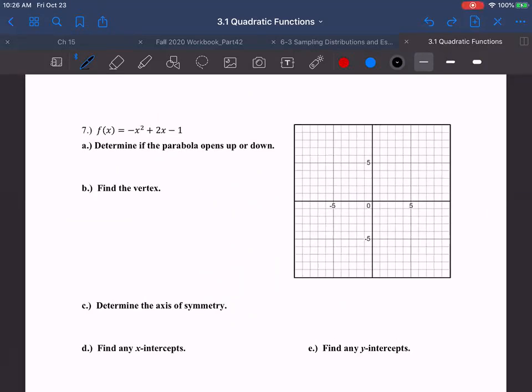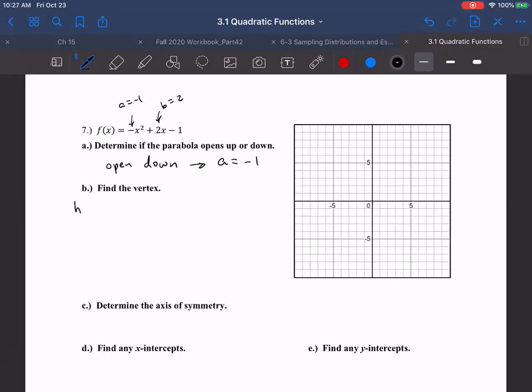So let's determine first if the parabola opens up or down. In this case, it's going to open down. And it's going to do that because now a equals negative 1. That's that negative right in front. We have a equals negative 1. For this one right here, we have b equals 2. All right, so first off, it's opening down, and it's opening down because a equals negative 1.